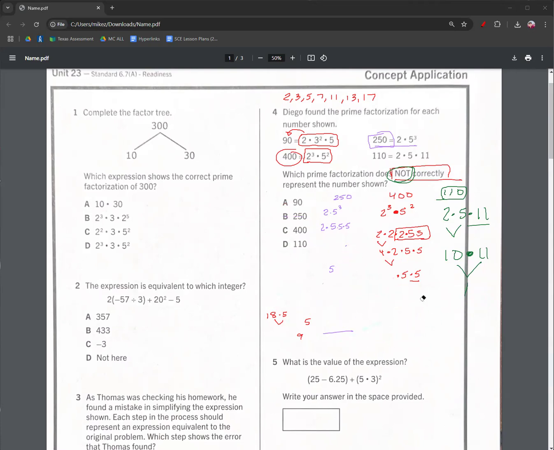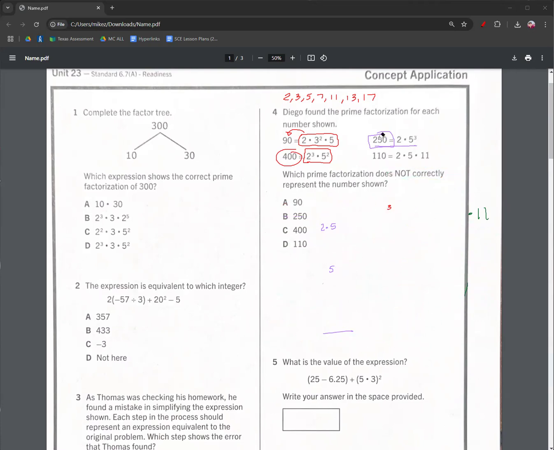Now the last one, right? I'm going to erase all this. If you need to pause it, go ahead and pause it. If not, continue and we're going to go ahead and listen and solve this last question.